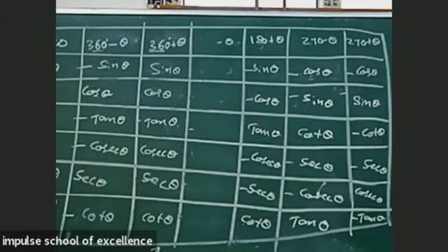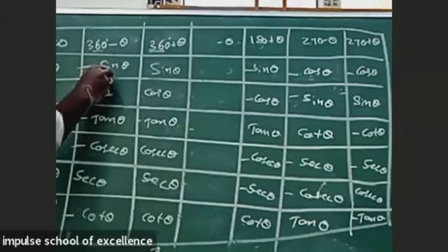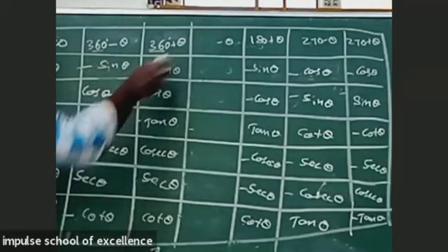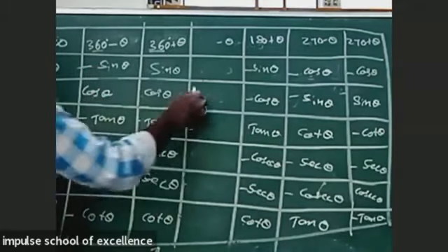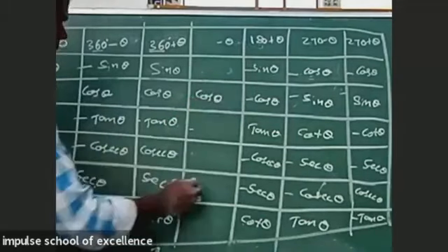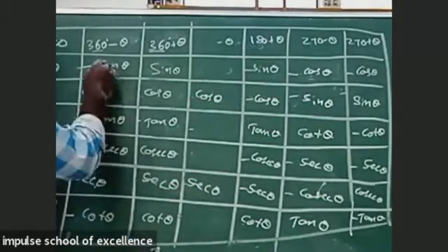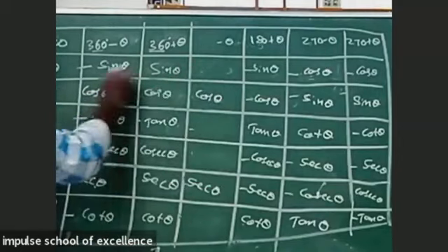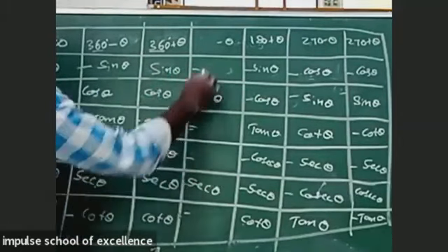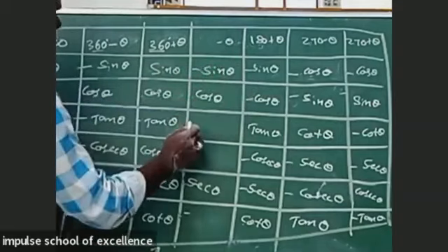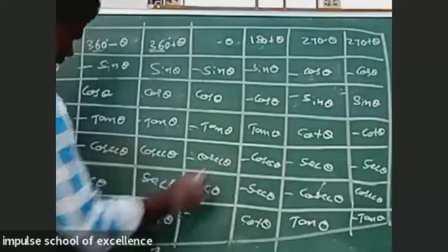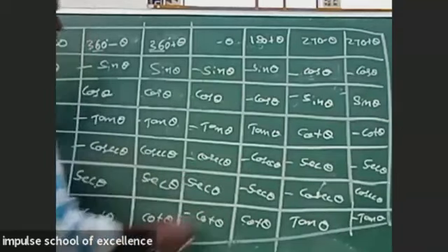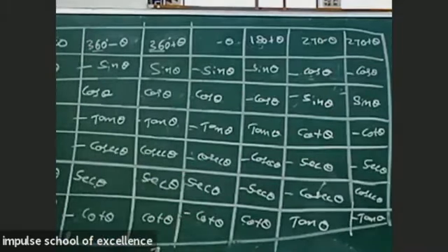So here minus theta comes into the fourth quadrant. In the fourth quadrant, the cos value and secant value are positive. So we take cos theta as it is and secant theta as it is. The remaining values get negative: minus sin theta, minus tan theta, minus cosecant theta, and minus cot theta. So like this are the trigonometric ratios.